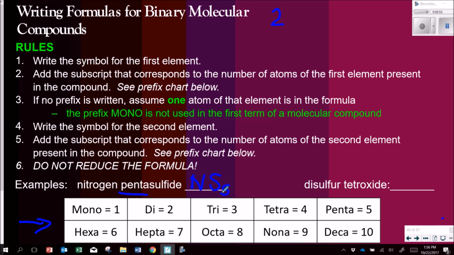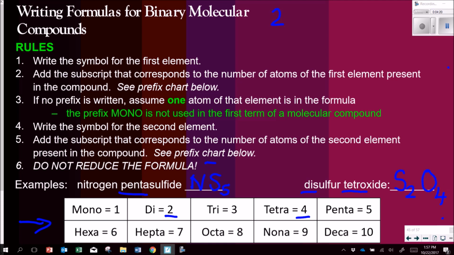Our second example is disulfur tetroxide. Write the symbol for the first element, sulfur. So I'll write S. Add the subscript that corresponds to the number of atoms of the first element. I have disulfur, which means I have 2 sulfurs, so I write the subscript 2. Write the symbol for the second element. I have tetroxide. Oxide is for the element oxygen. And then I add the subscript that corresponds to the number of atoms of the second element, and that is tetra, which is 4. So S2O4.